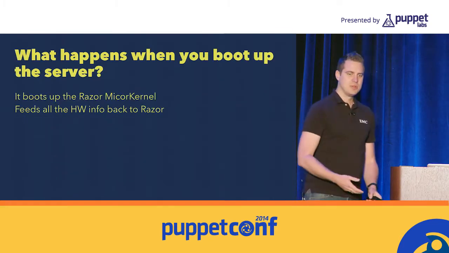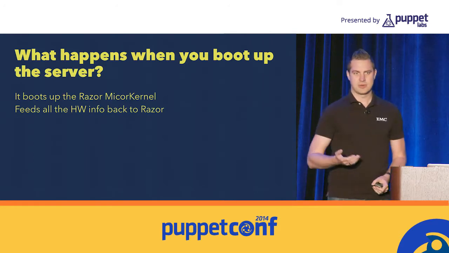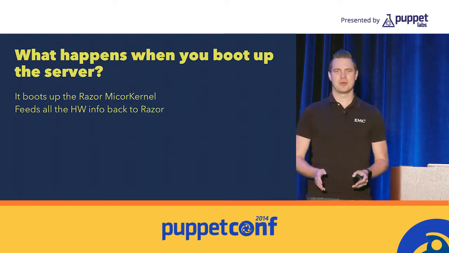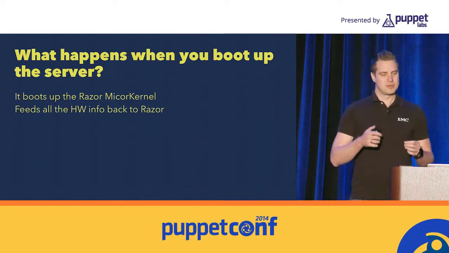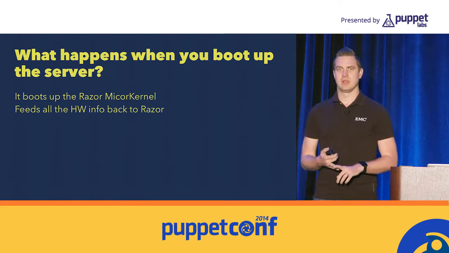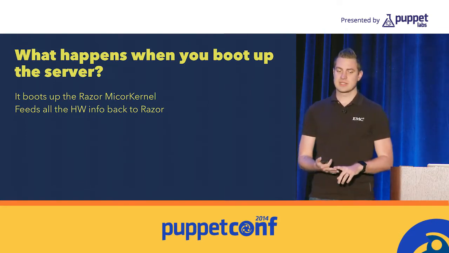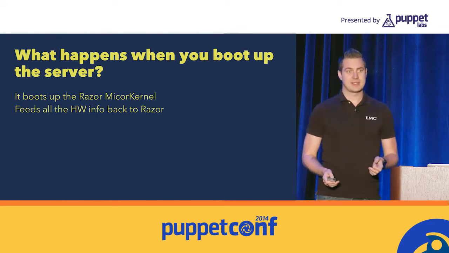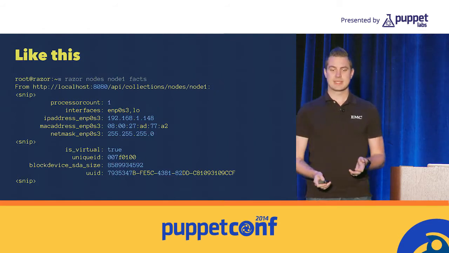So what happens when you boot up a server or an entire rack or a data center for that matter? It might be a total greenfield environment and you're booting up rack after rack. So the servers boot up a Razor microkernel using standard iPXE boot. It feeds all the hardware info back to Razor using Facter, standard Facter facts, something like this.